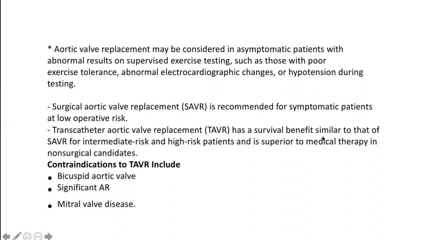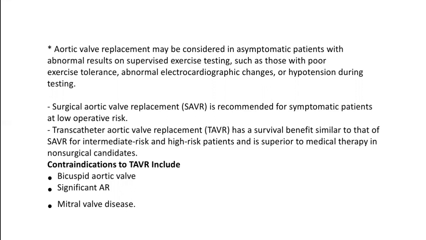And it has a survival benefit similar to surgical aortic valve replacement for intermediate risk and high risk patients, and is superior to medical therapy in non-surgical candidates. What are the contraindications for transcatheter aortic valve replacement? If you have bicuspid aortic valve, significant aortic regurgitation, or mitral valve disease, these are contraindications for transcatheter aortic valve replacement.